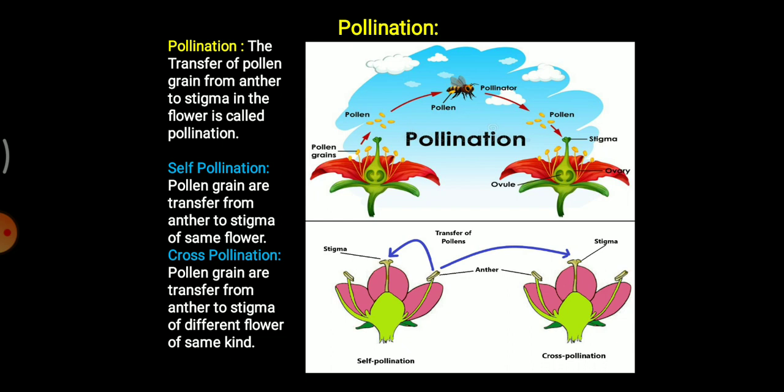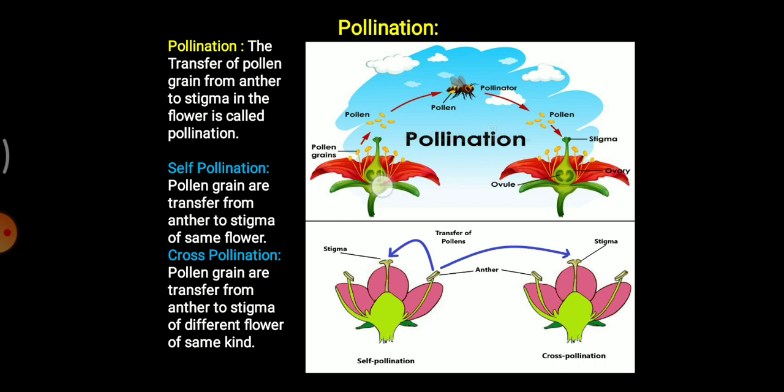Whereas in cross-pollination, pollen grains are transferred from anther to stigma of different flowers of the same kind. For instance, one rose is present, and a pollinator goes from one rose to another rose. Imagine this as one red rose and this as another red rose. As soon as the insect sits on the first rose A and goes to another rose B, the transfer of pollen grain happens and new reproduction happens. This is known as cross-pollination.